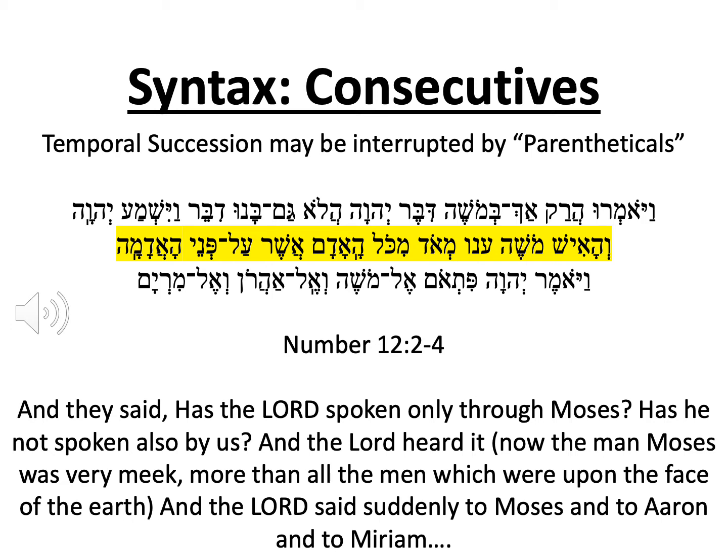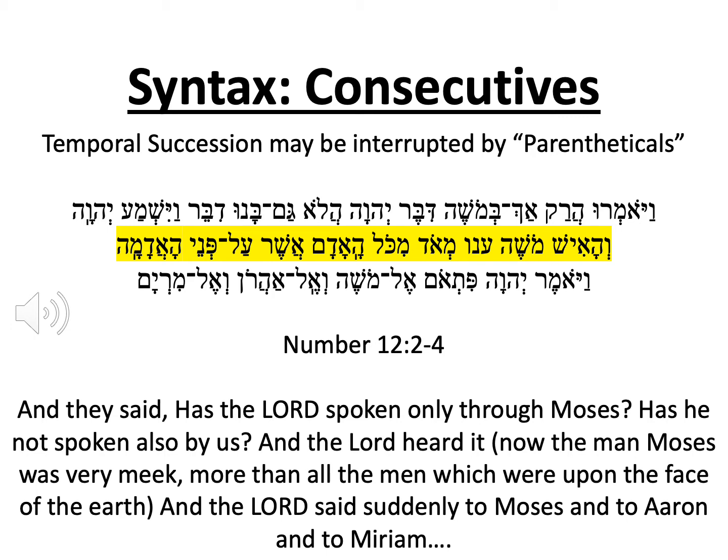We then have the parenthetical statement, but then, after the end of the parenthetical statement, the Lord speaks again, vayomer Adonai, and picks up simply where we have left off in the story. They said, God hears, then God says, all in succession, indicated by these vav consecutives. And then we have that parenthetical statement introduced by the vav, vehaish, right in the middle, which interrupts it in terms of how it's written, but not in terms of how it's translated.